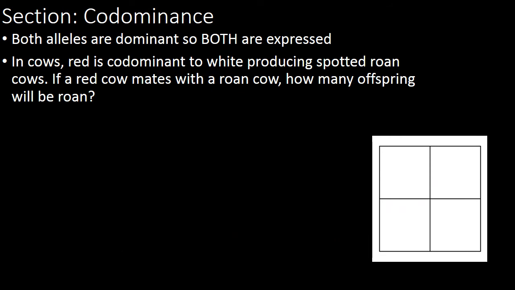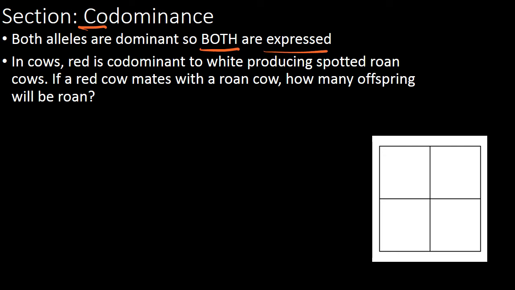Alrighty, the next section is for codominance. The word co means both. So both are dominant and expressed. So in cows, red is codominant to white, producing spotted. So in codominance, you'll see spotted colors, striped colors, things like that. So it produces a spotted roan cow.